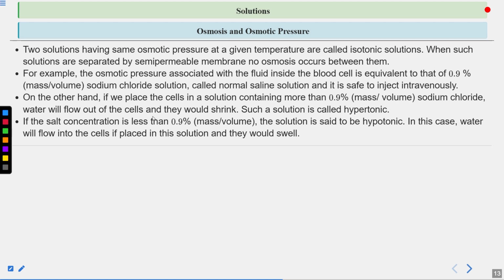So it is written here that if the salt concentration is less than 0.9%, then the solution is said to be hypotonic, and if it is more, it is called hypertonic. In this case, water will flow into the cell.